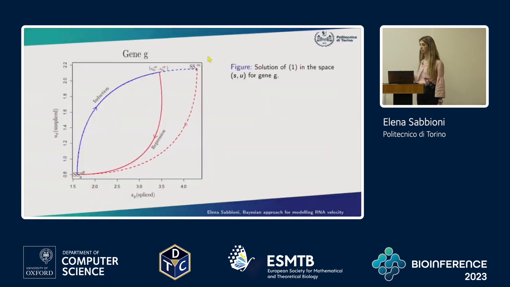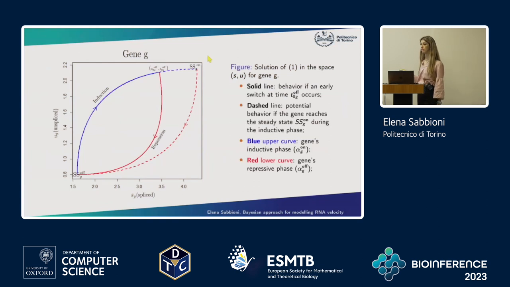So here we have the solution of the ODE I've just shown you, in the S and U space. This is the behavior for one fixed gene, and we can have different behavior. A gene starts with an inductive part, and then we can have two different behaviors. It can reach this upper steady state, and at this point the gene is switched and the repressive phase starts. Otherwise, we can have an early switch that occurs at this time, T0 G off. And here the switch occurs, and then the repressive phase starts from here.